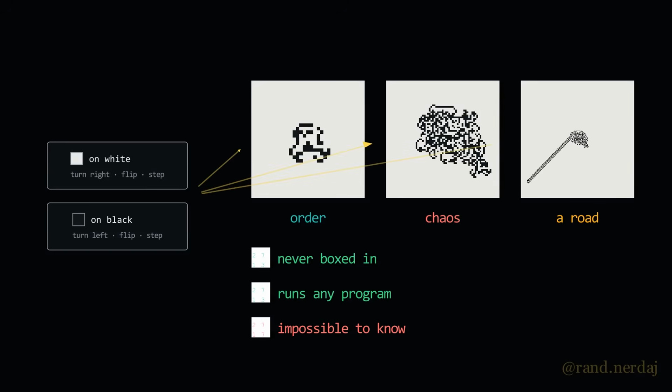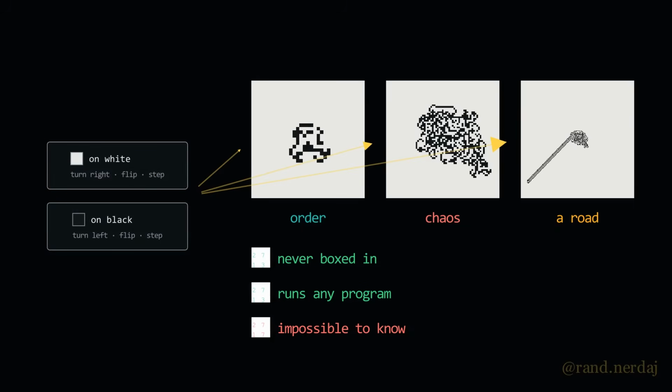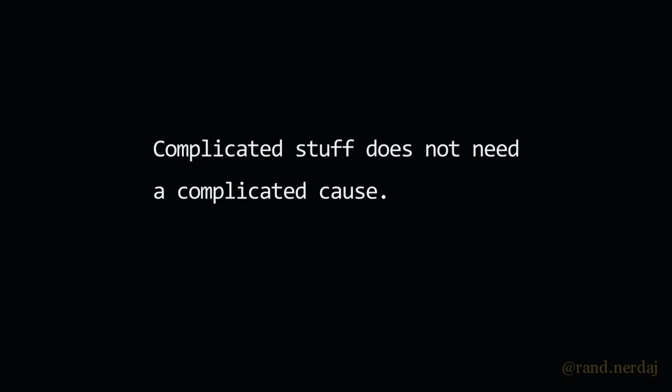And all of that was already in there, in two rules. Nobody added it later. It was sitting inside turn left, turn right the entire time, just waiting for someone to run it long enough to see it. That's the thing this little ant leaves you with, and you kinda can't unsee it once you have. Complicated stuff does not need a complicated cause.